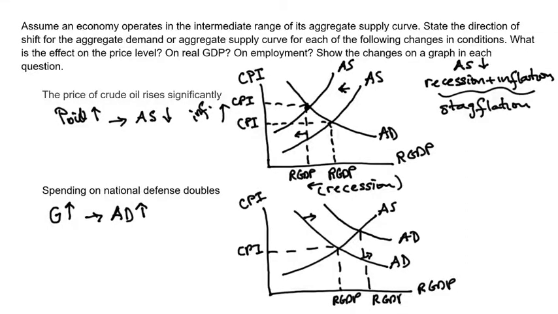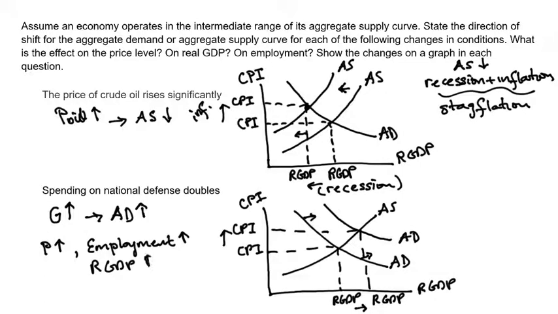Real GDP goes up, but it will cause some price increases, CPI. So our question is, what happens to the price level? The price level increases. All right. Employment will increase. Employment will increase because the economy is producing more GDP. Let's put that as well. Real GDP increases, increasing employment. And that's it.